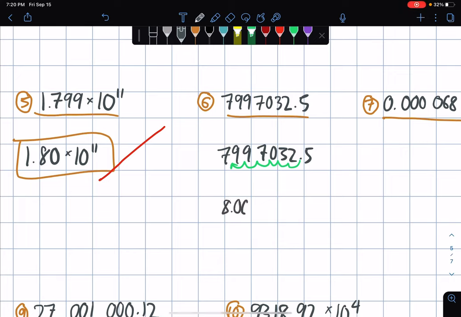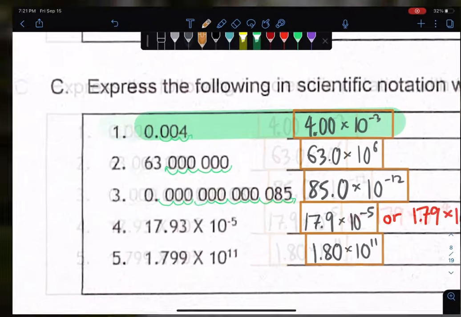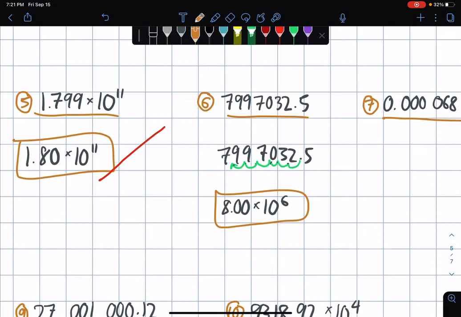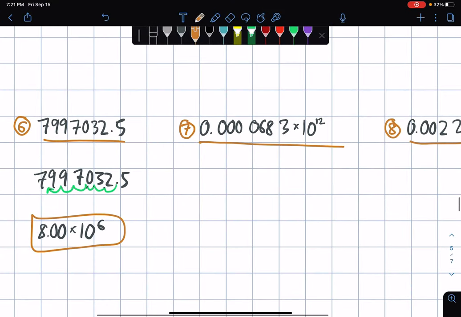This is 8.00 in this case. How many times? 1, 2, 3, 4, 5, 6. 6 zeros to the left, so that's 10 to the 6. Okay. Number 7.